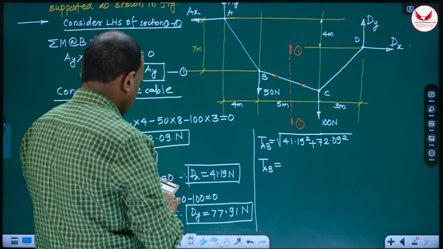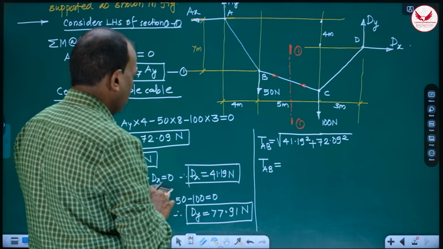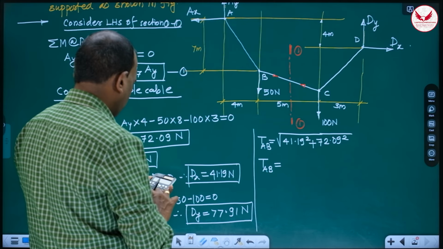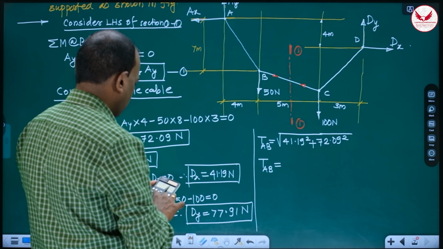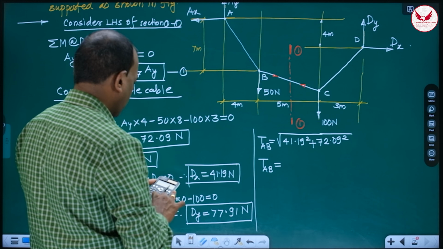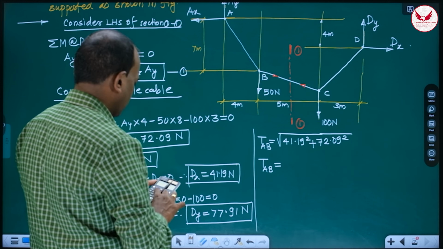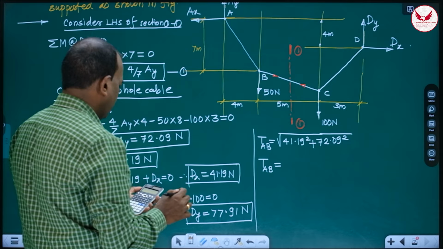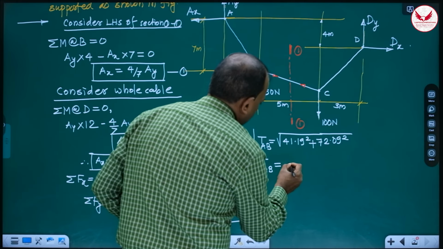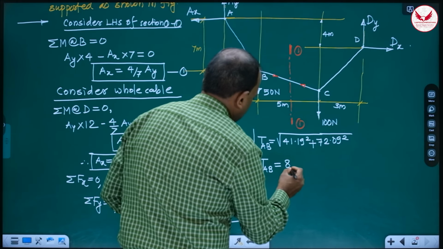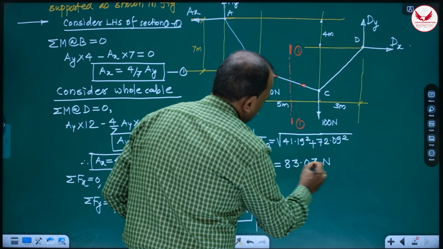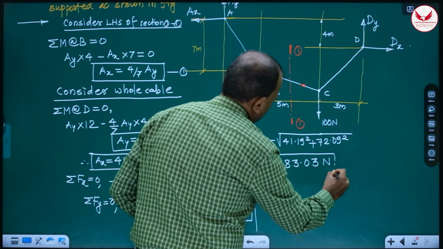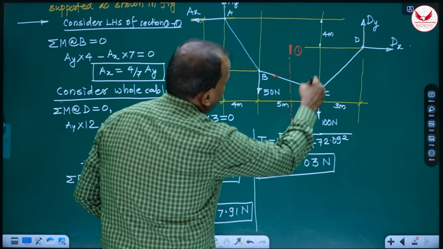So it is 41.19 square plus 72.09 square, 83.02 or 83.03 Newton. So this is TAB. Like this, TCD also.